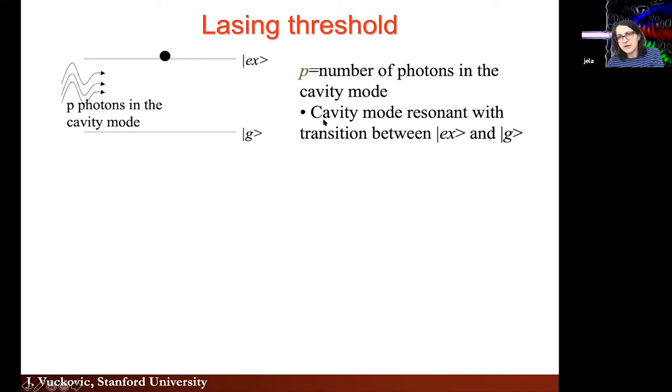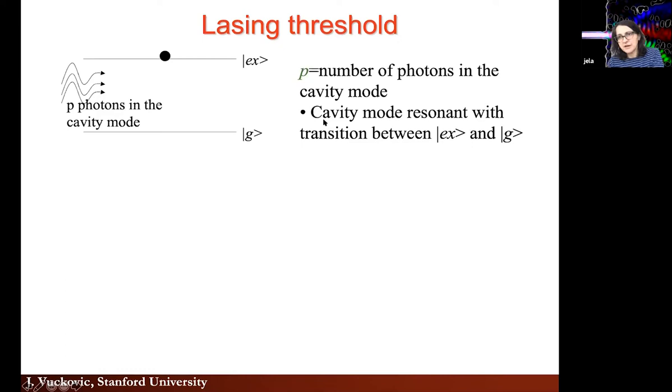And when you go through the derivation of the rate, all of these photons have to be acted upon with the same annihilation and creation operators, or you will not see this enhancement pop up. Does that make sense? Okay. So this is stimulated emission into the cavity mode plus spontaneous emission.